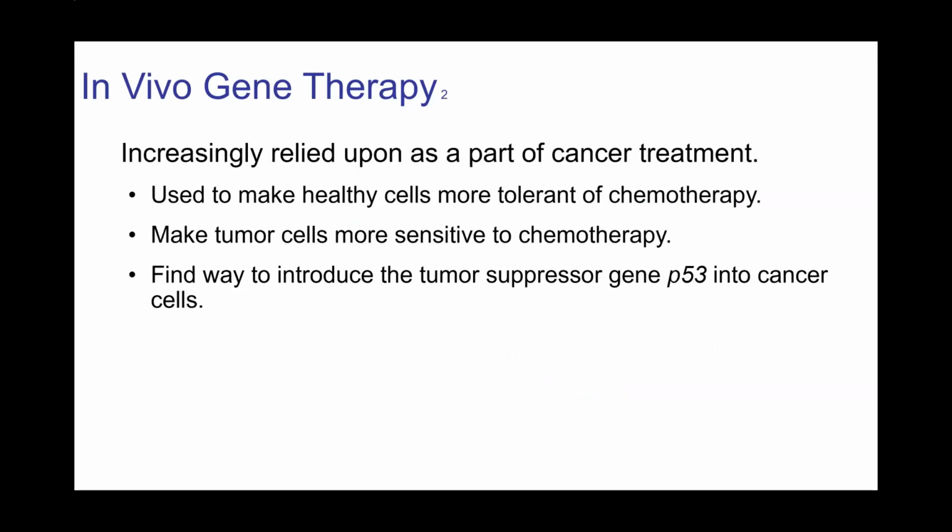And then we use in vivo therapy often to help with treatment of cancer. In this case, we're going to be introducing materials into a tumor that maybe will cause that tumor to stop growing effectively, or we might make the healthy cells more tolerant to chemotherapy, and the tumor cells more sensitive to chemotherapy. So we're damaging those cells that we don't like, and we're not hurting the cells that we do like or that we don't want to damage.